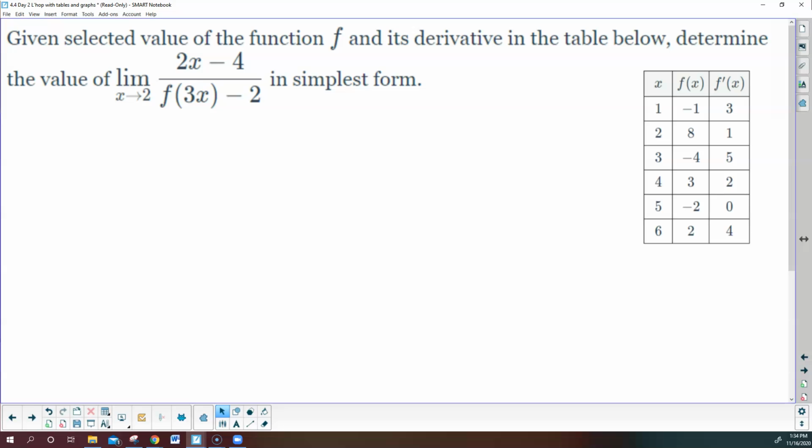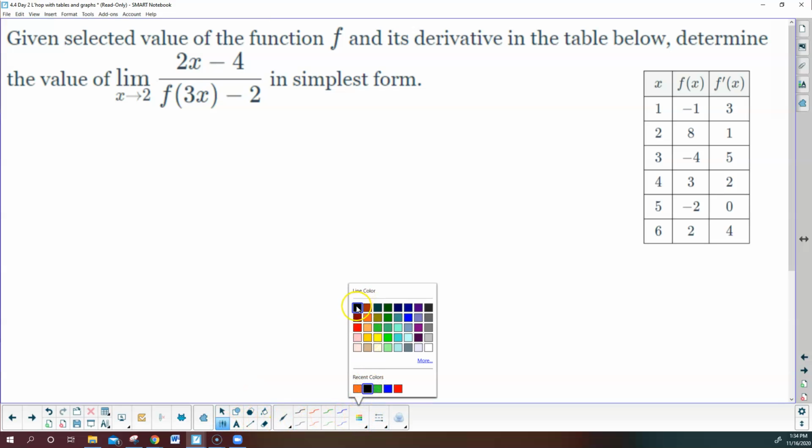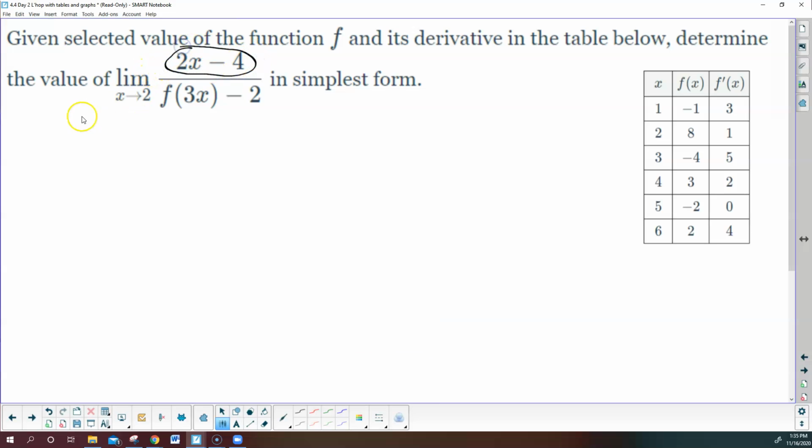But what do we have? We have the limit of a function divided by another function, but this time it's f of x. And in the table, we are given the values of f and its derivative for the numbers 1 through 6. So we're going to basically follow the exact same form as we did before, but now instead of evaluating the numbers, we're just going to refer to the table. So I'm going to try to save some time here, and I'm going to take the limit of the top.